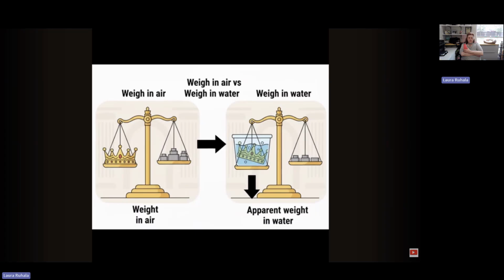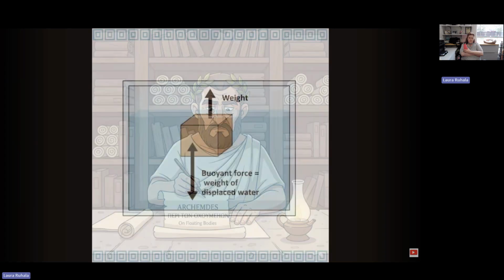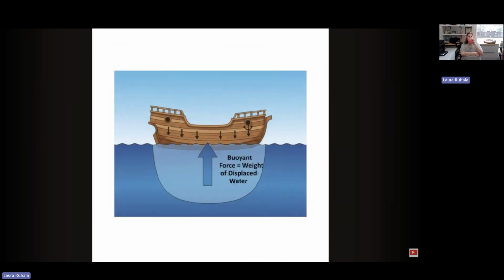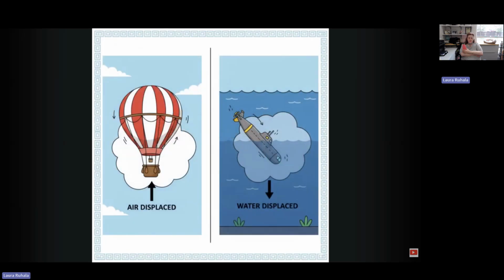From ideas like this, Archimedes went further. In his treatise on floating bodies, he set down a general law. Anything dipped in water feels lighter because the water pushes it up with a force equal to the weight of the water it pushes aside. This principle explains why ships float, why balloons rise, and why submarines dive. The crown story may be legend, but the principle itself is real science.